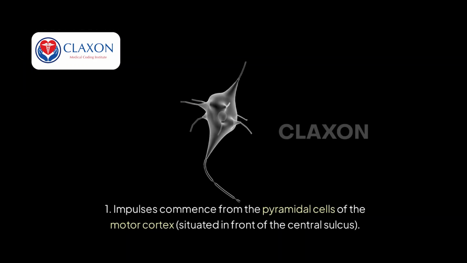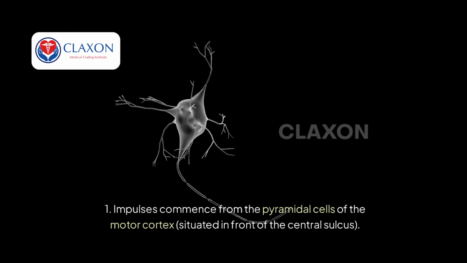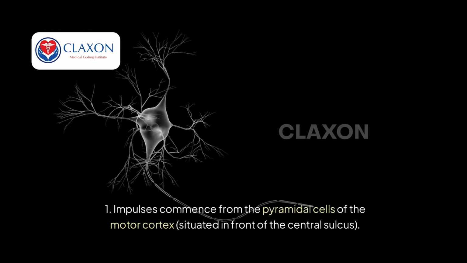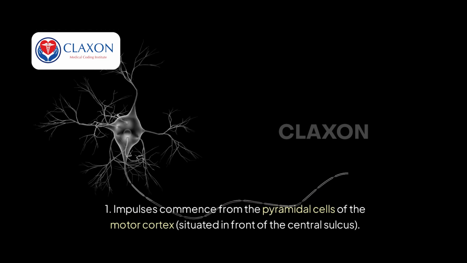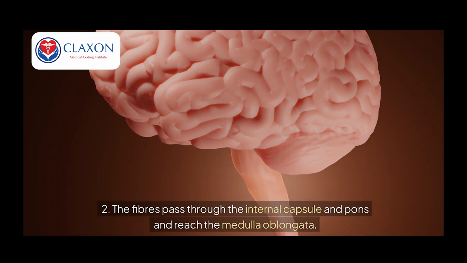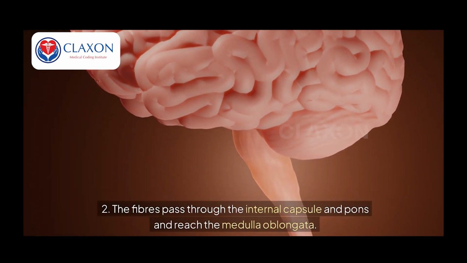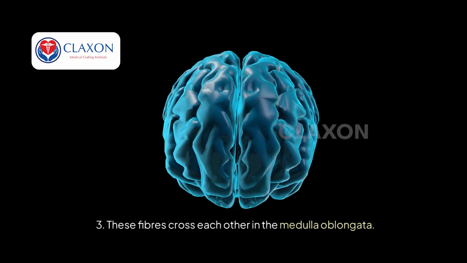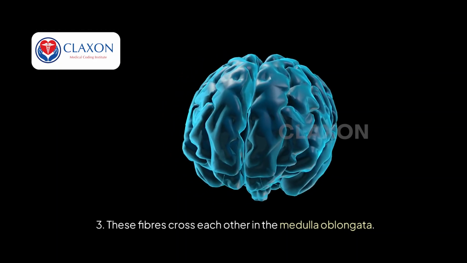1. Impulses commence from the pyramidal cells of the motor cortex, situated in front of the central sulcus. 2. The fibers pass through the internal capsule and pons and reach the medulla oblongata. 3. These fibers cross each other in the medulla oblongata.